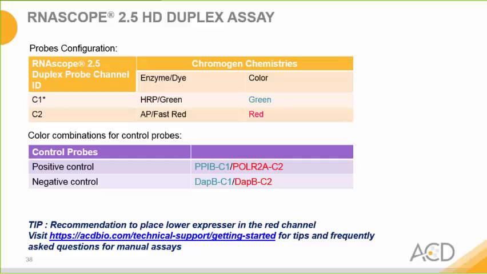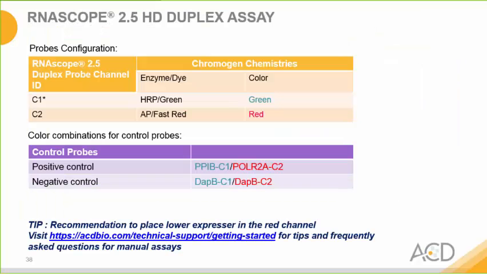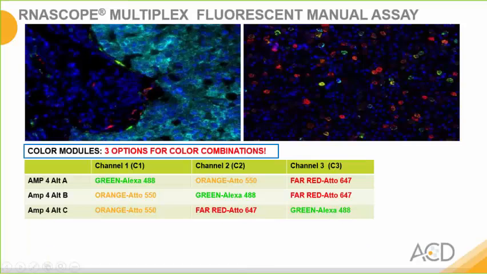Okay, so the probe configuration for the duplex assay is C1 will be green and C2 will be red. And so the duplex positive control, provided PPIB, is in C1, it will be green. And this is a medium-high expressor. And then POLR2A is a low to medium expressor, and it's provided as a C2 probe, and it will be in red. One more thing I forgot to mention is that we do recommend to place low expressors in the red channel because the red color really stands out.